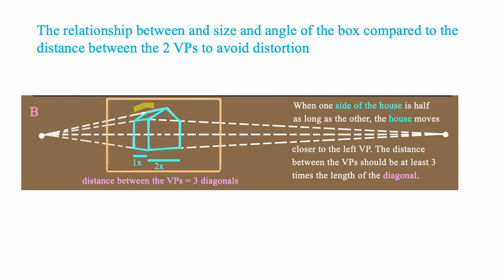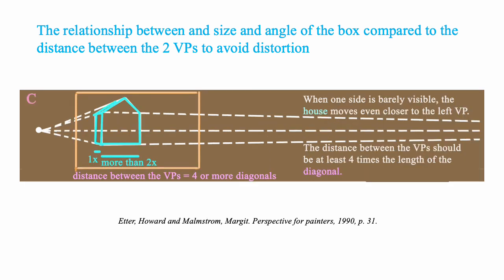In this image, one side of the house is half the size of the other one, so the distance between the vanishing points is generally 3 times the diagonal of the paper. When one side of the house is barely seen, it moves even closer to one of the vanishing points, and the distance between these vanishing points should be at least 4 times the diagonal of this paper.